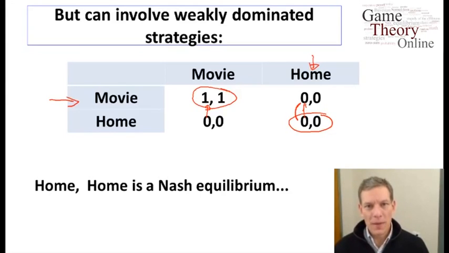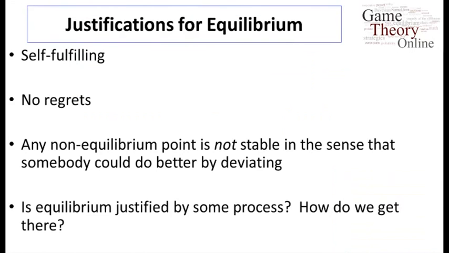Both of these combinations are Nash Equilibria, both going to the movies, both staying home, and we'll have to invoke some additional reasoning in order to make a prediction that we think that the people would go to the movies in this case. Okay, so let's talk a little bit about why Nash Equilibrium might be justified, at least in some circumstances. So the basic point of an equilibrium concept is that it's a self-fulfilling concept, meaning that if each person anticipates that the others will be playing according to what the equilibrium strategies are, then there's nothing better that they can do for themselves.